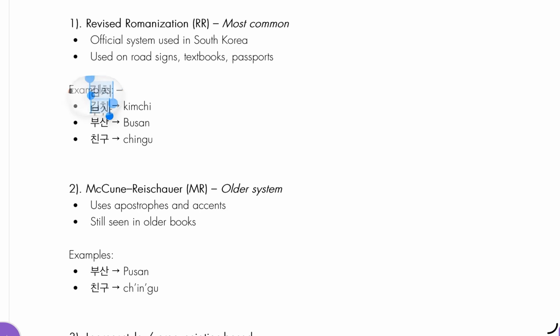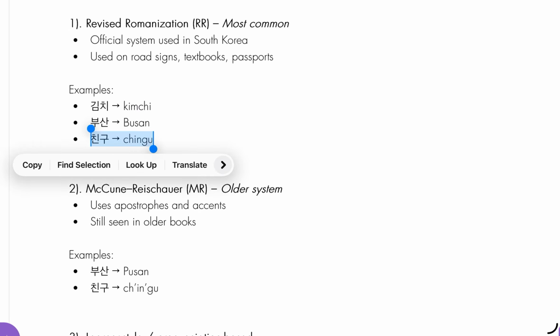So this, kimchi, is literally letter for letter for this word. Kimchi, kimchi. Same for this one. Busan, Busan. 친구, 친구. Word for word, spelling out.